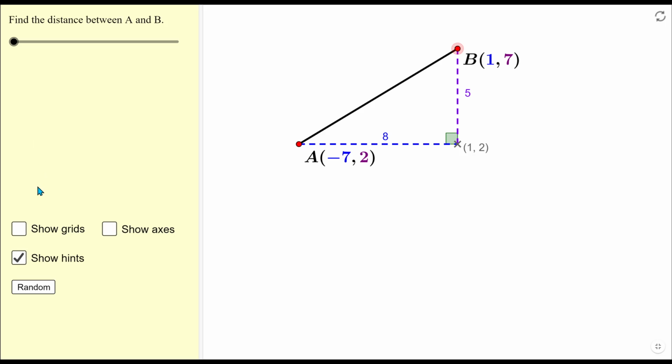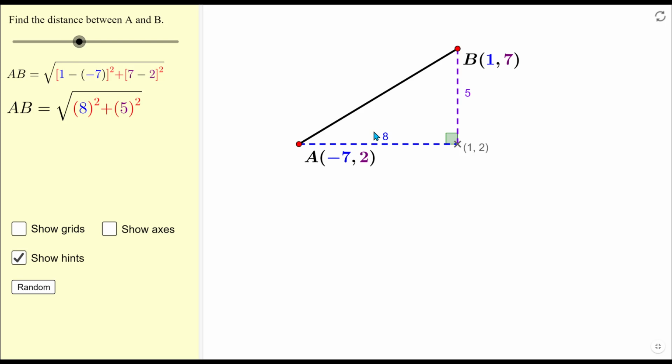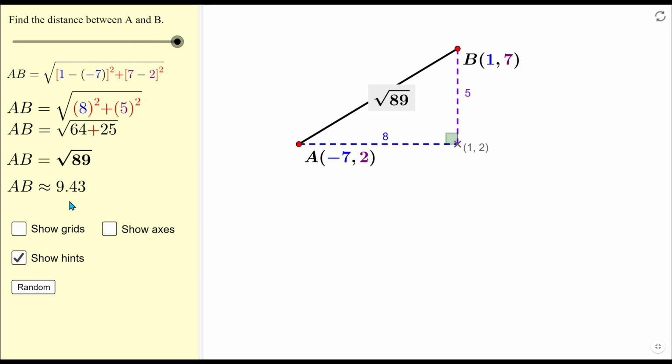So here we will be using 8 squared and 5 squared to give us the square root of 89. 89 is a prime number, so that's definitely as exact as it will become. It is exact, and of course you can use a calculator to approximate it.